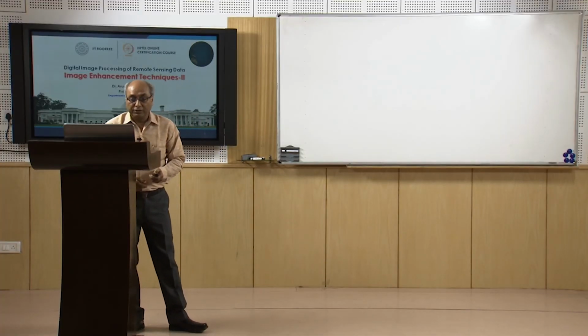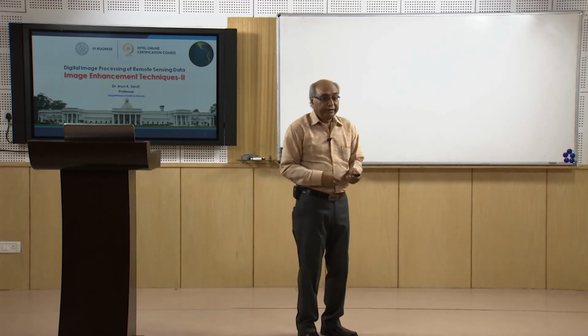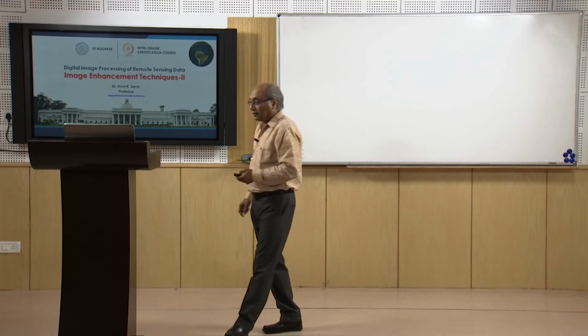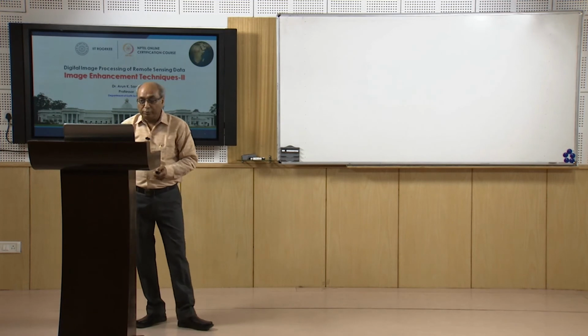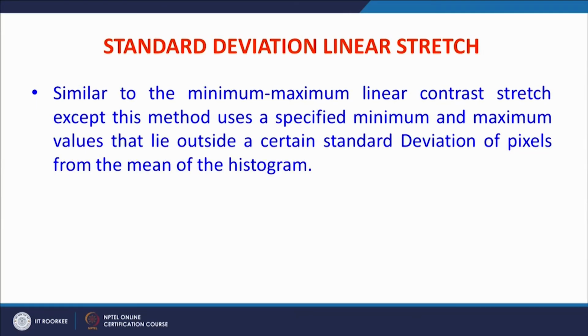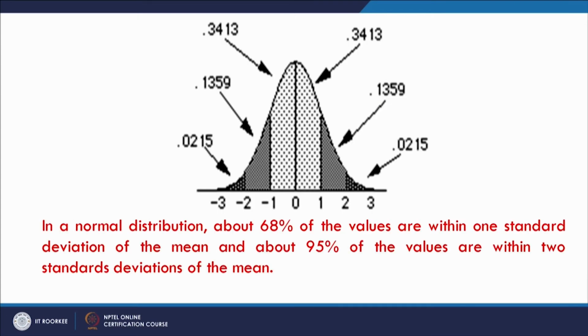You can also involve statistical techniques, like the standard deviation contrast stretch or linear stretch, which is more or less similar to the minimum maximum linear stretch, except this method uses a specified minimum and maximum value that lie outside a certain standard deviation of pixels from the mean of the histogram. The standard deviation from the mean is often used to push the tails of the histogram, the low and high pixel values, beyond the original minimum and maximum value.